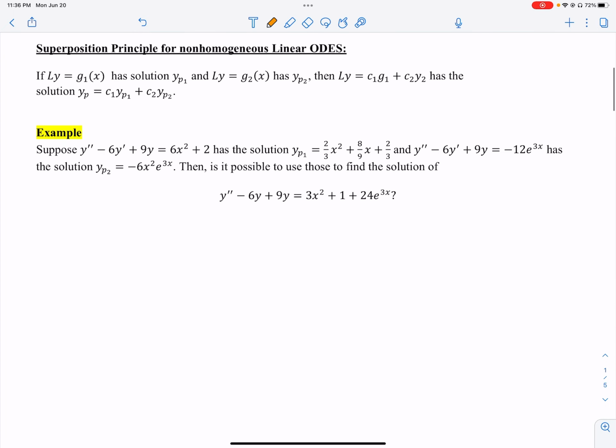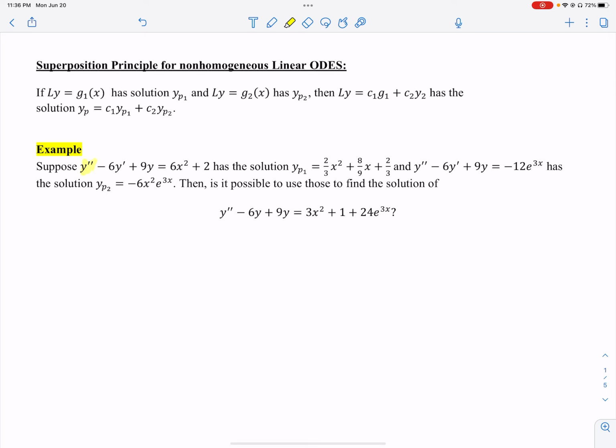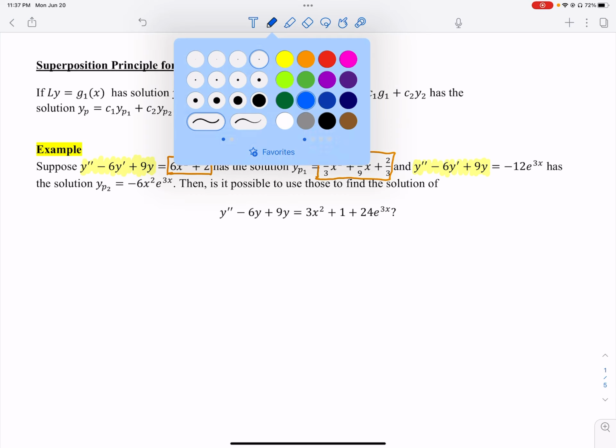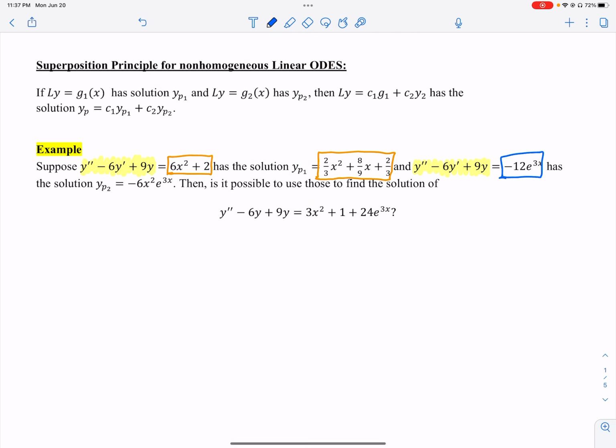Okay, let's take a look at this and apply. We're going to apply the superposition principle for non-homogeneous linear ODEs here. Okay, so they say, take this DE, so let's note that this left-hand side looks like that, and they say, okay, that's going to equal 6x squared plus 2, has the solution that. Okay, those go together, right? That right-hand side, 6x squared plus 2, goes with what I have boxed off there, also in this weird orange color. Okay, notice here, they say the same left-hand side DE, and now it's equal to negative 12 e to the 3x, has its own solution, and that's that solution.